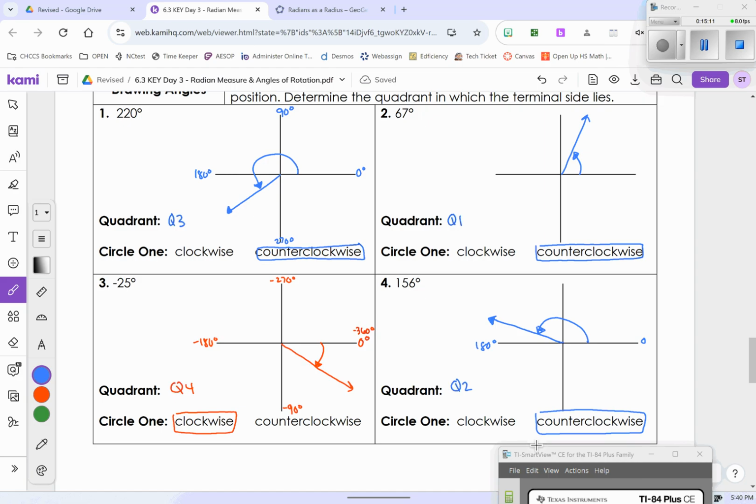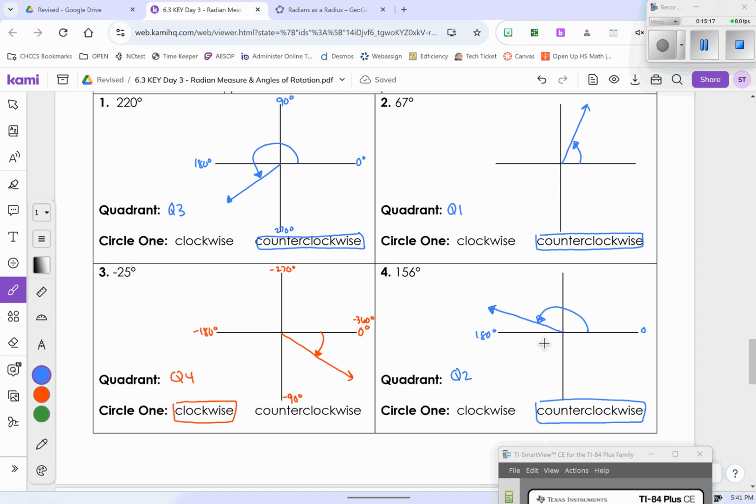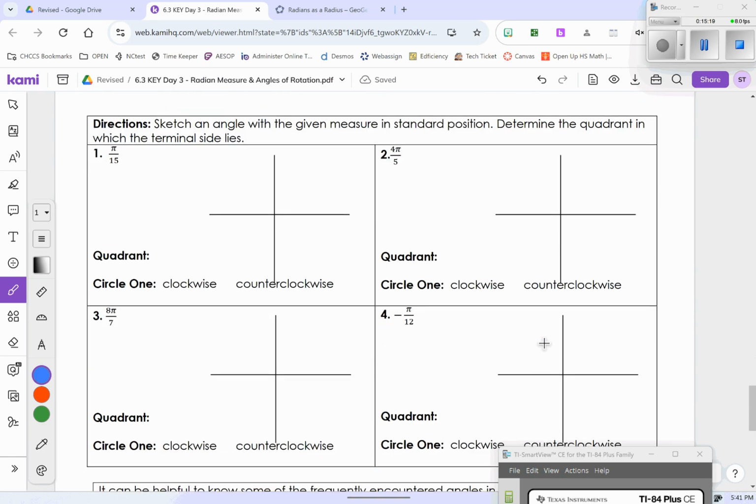Usually it's easy for students to draw the angles in standard position when it comes to degrees, but let's go ahead and practice what we are learning, which is radians. So now we're going to do the same thing, but using radian measures.